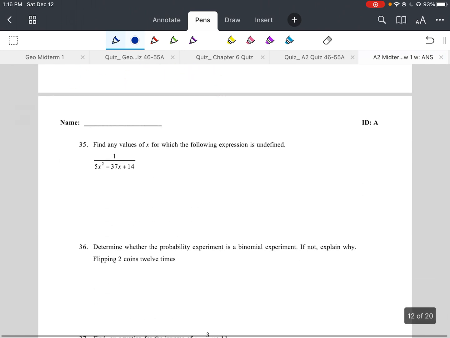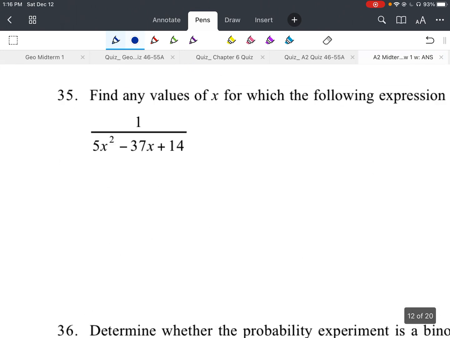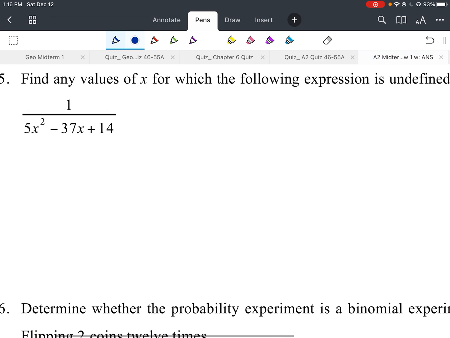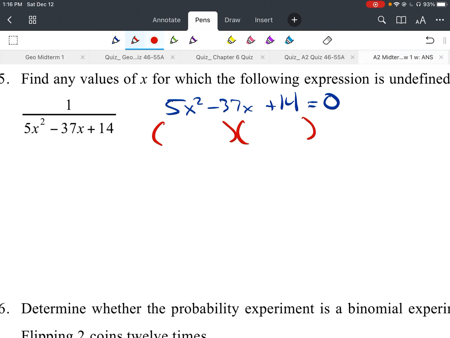Okay. All right, this is classic. You want to find any values for which the following expression is undefined. It is undefined when the denominator equals 0. So how do we know when the denominator equals 0? We set the denominator equal to 0. When does that denominator equal 0? Let's do some factoring and find out. Okay, I'm going to try some old school factoring first.